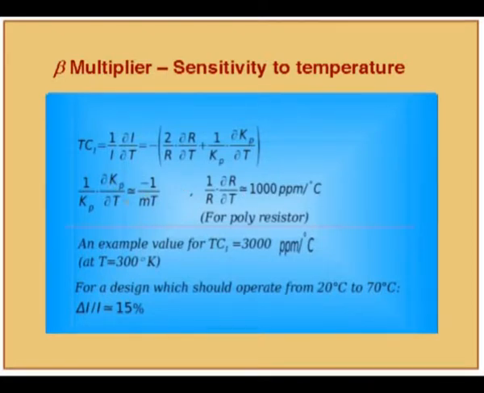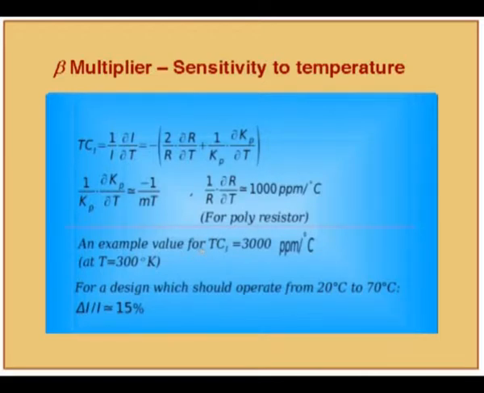Again, by writing detailed relations for mobility, you can reach this relation. M is a process parameter. And this is for a typical polyresistor, where we observe 1000 ppm per degree centigrade. ppm is actually parts per million, which means that whatever you have, multiply by 10 to the power 6.